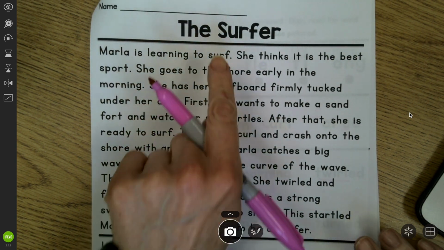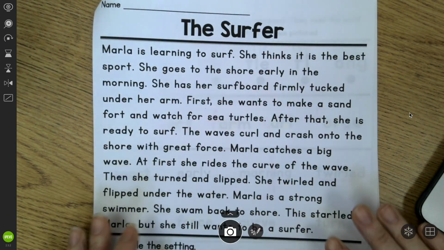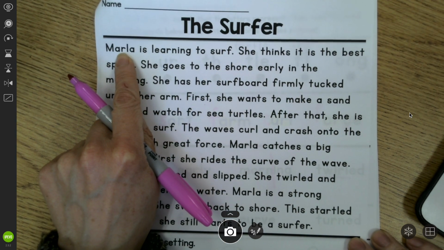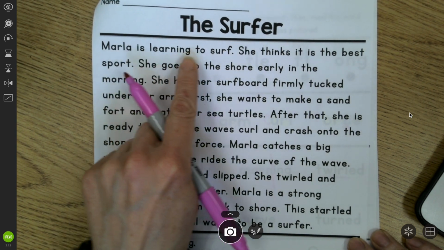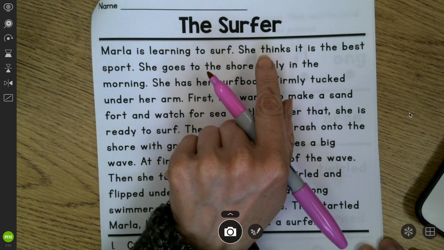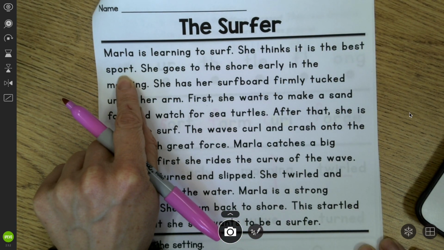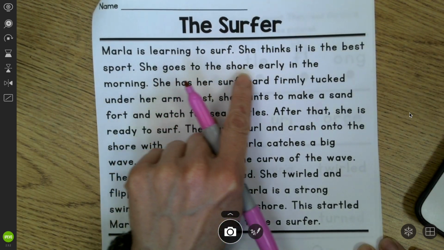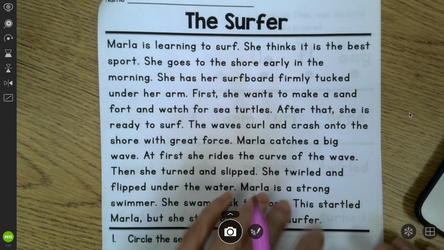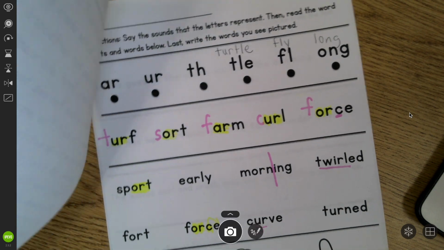Alrighty, here we go. The title is The Surfer. Marla is learning to surf. She thinks it is the best sport. She goes to the shore early. Remember that word we saw on the first page?